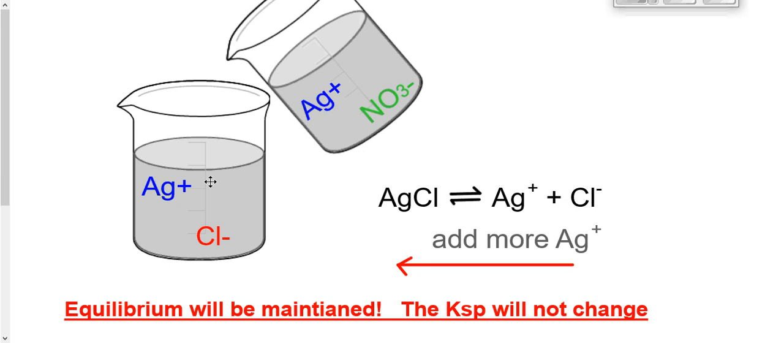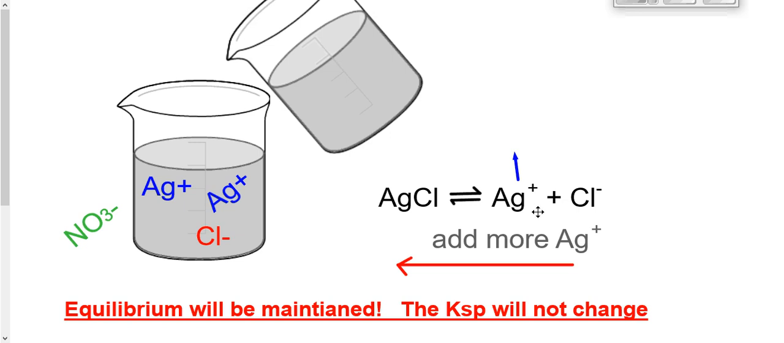So when I add silver nitrate to the solution, I'm adding more silver ions, and I'm also adding nitrate ions. Now, the nitrate ions have nothing to do with the silver chloride scenario, so we're not going to consider them at the moment. But look what I've effectively done. There's now more silver in this situation than there was before. You can see we've effectively increased the amount of silver.